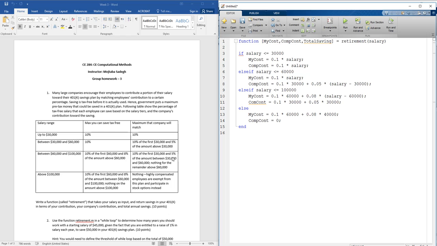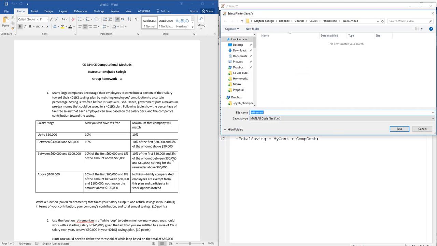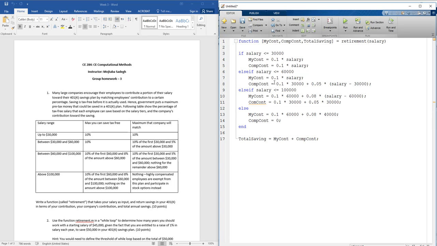And so far we have calculated my contribution, company's contribution, but total savings is basically my contribution plus company's contribution. Now, again, I'm gonna check to make sure everything is correct.